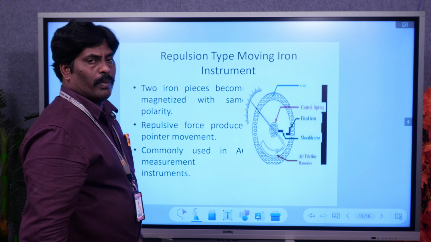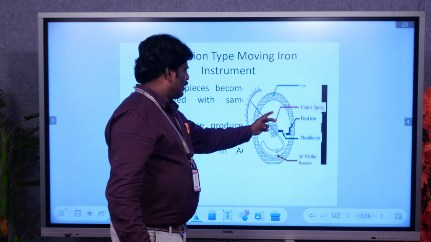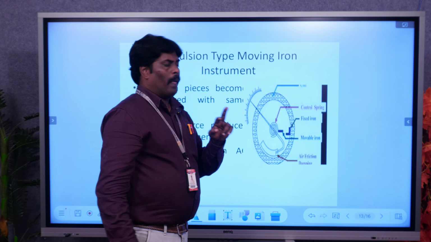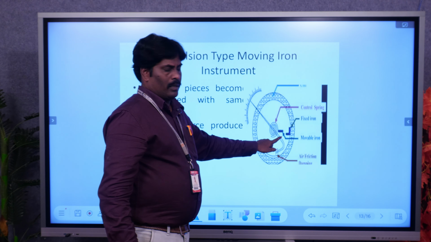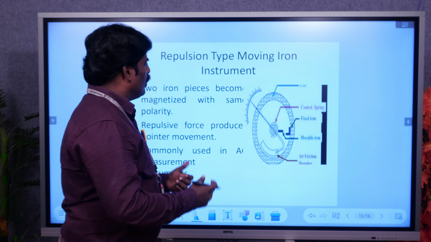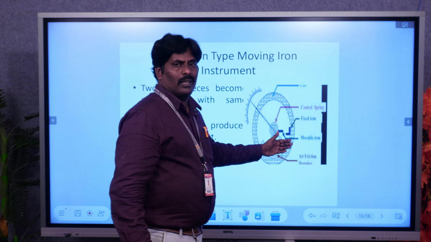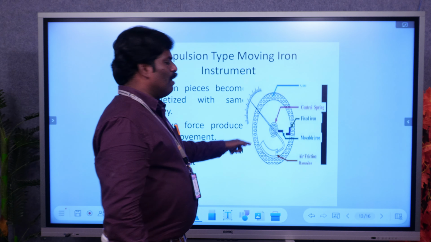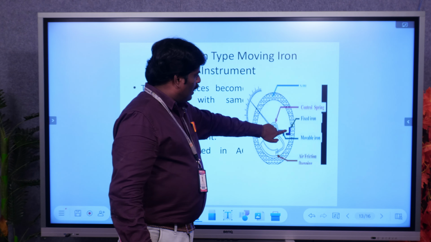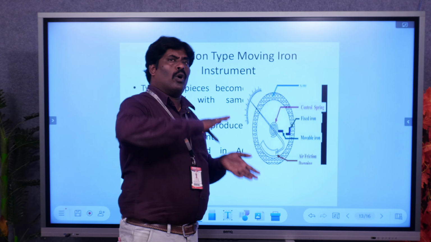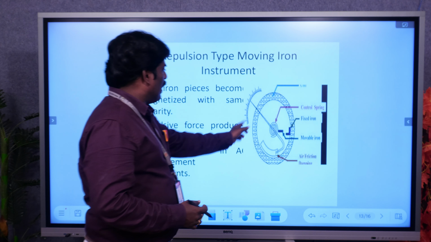Now the repulsion type instrument. The repulsion type instrument consists of a circular coil and contains two iron vanes. One is a fixed iron vane, another is a movable iron vane. When the supply is given to the instrument, flux is developed in the circular coil. Both the fixed vane and the movable vane develop the same polarity flux. Due to the same polarity flux, a repulsion force will be developed.